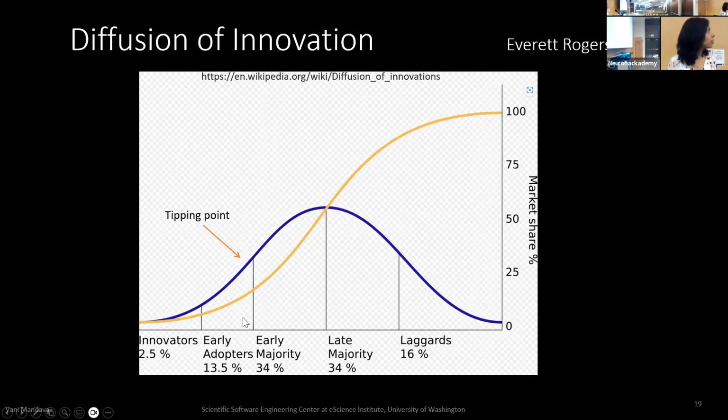You'll also hear of some images of this if you look for diffusion of innovation. It's called a trench. So a lot of times a product will just fall down the trench over here. There's a whole book written about the tipping point that was very popular a few years ago. The title of the book is The Tipping Point.